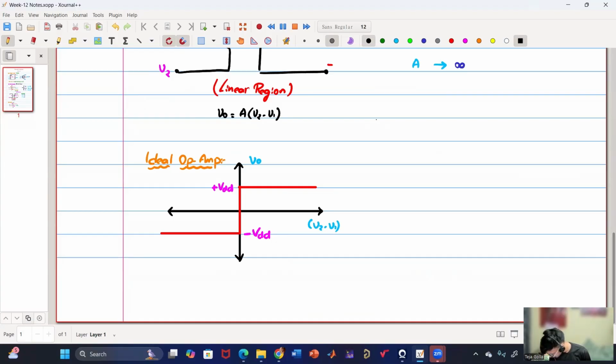So now if I write my output, it has two terms. One is plus VDD, one is minus VDD. So plus VDD happens if V2 is greater than V1, and minus VDD happens if V2 is less than V1. So we have only two regions, and this is what we are going to deal with today.